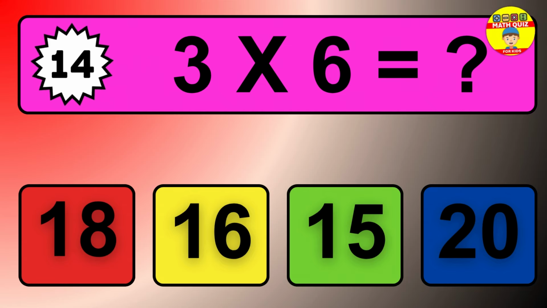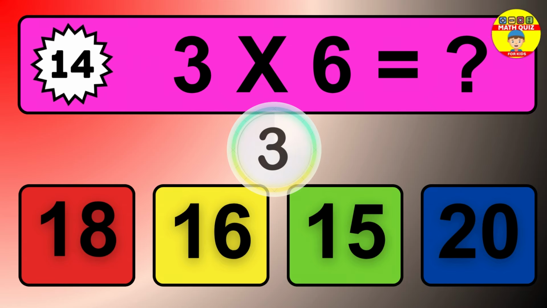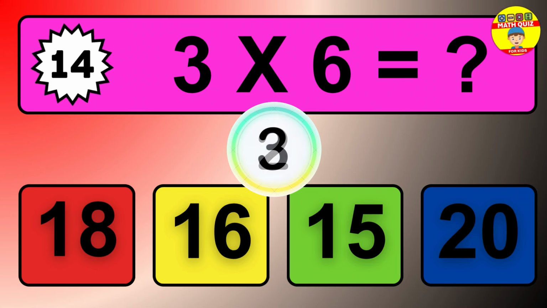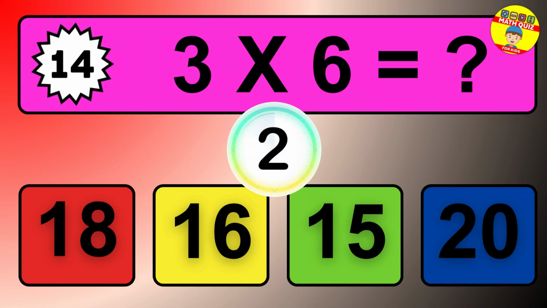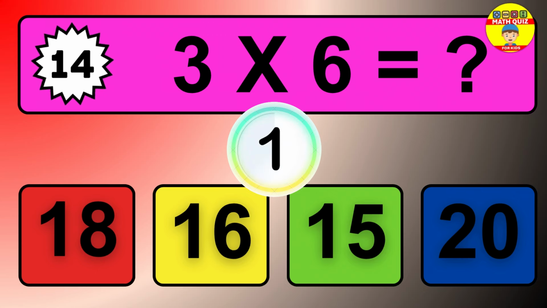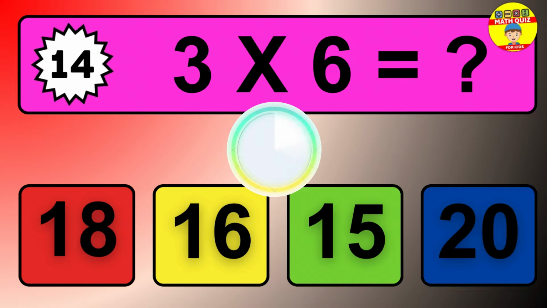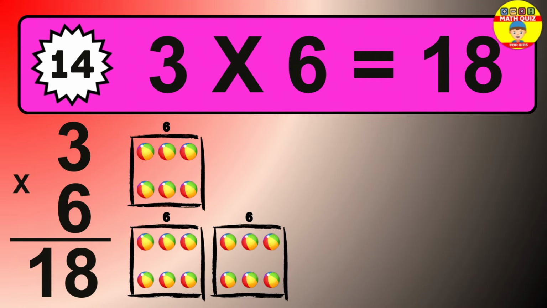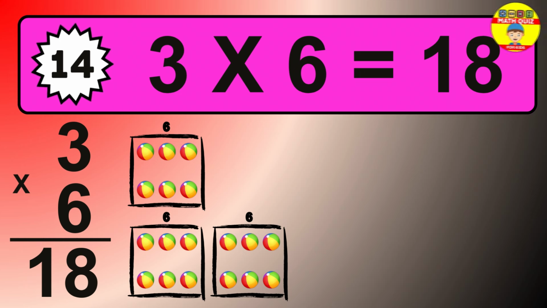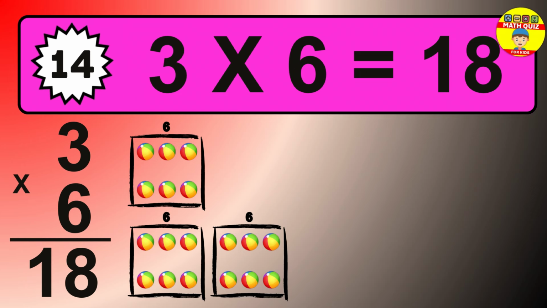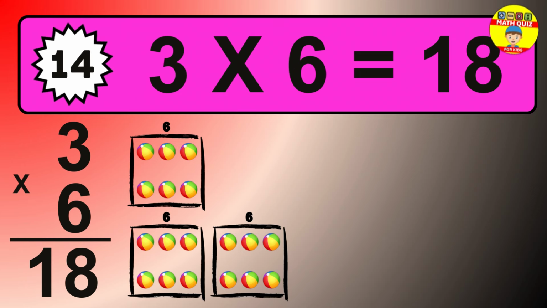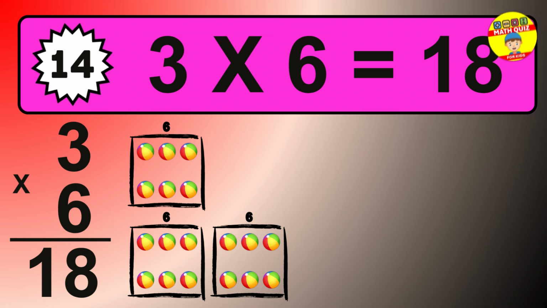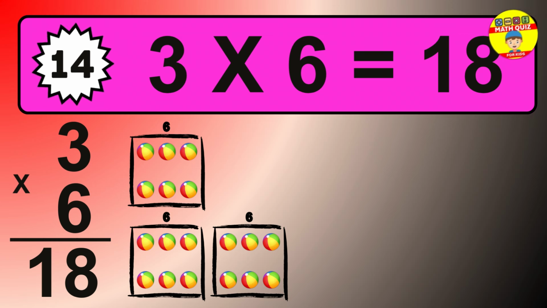Question 14. 3 times 6 equals what? So, the answer is 3 times 6 is 18. To calculate, we have 3 groups with 6 balls each one. So, how many balls do we have? 18 balls.